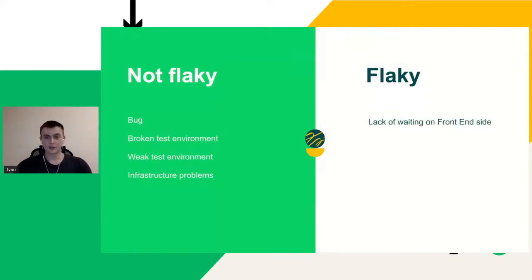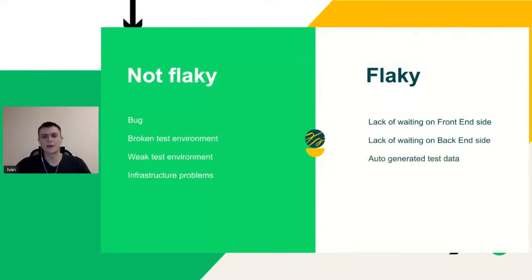What about flaky failures? The first example is lack of waiting on the front-end side. For example, your test opens your web application and doesn't wait long enough for your application to load. In this case, you can see flaky failures. Or lack of waiting on the backend side. For example, your Selenium test starts some asynchronous operation on the backend side and doesn't wait long enough for this operation to finish. In this case, you will have flaky failures as well.